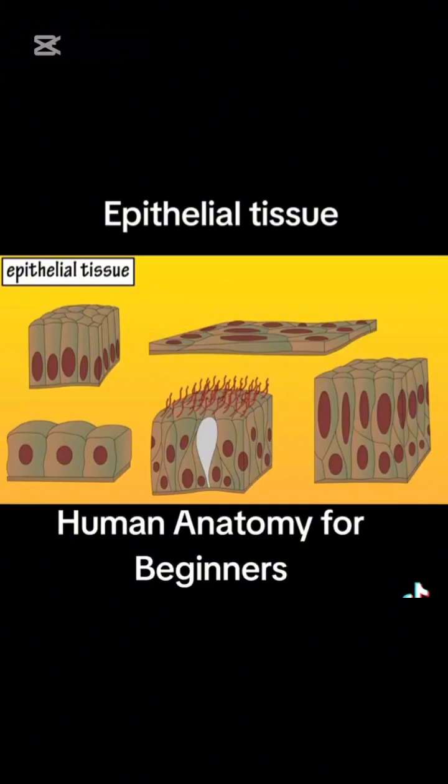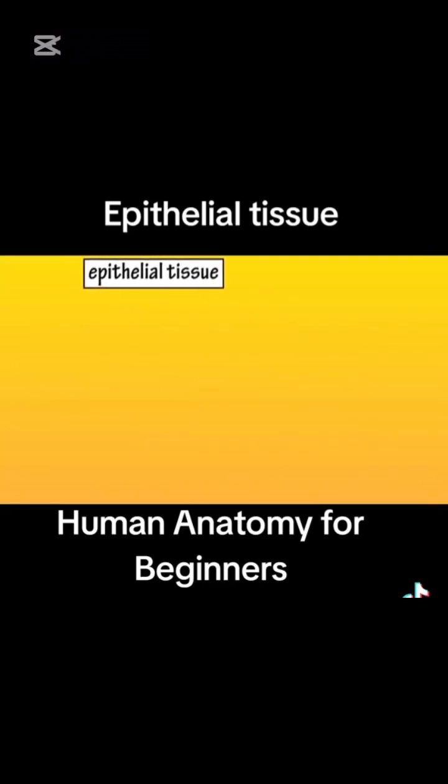As you can see, epithelial tissue and its cells have many different forms that fit its many different functions in the body. And that be the basics on the epithelial tissue.